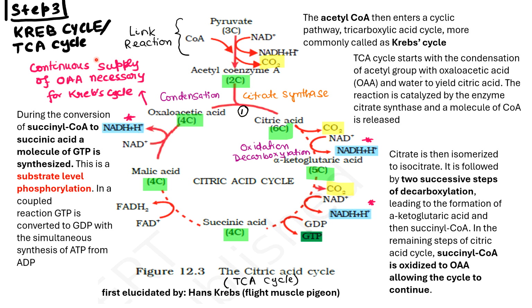Now here the continuous supply of oxaloacetate is always necessary for the running of the Krebs cycle. So this is the overview of the Krebs cycle. Let's read it in more detail with the enzymes associated.